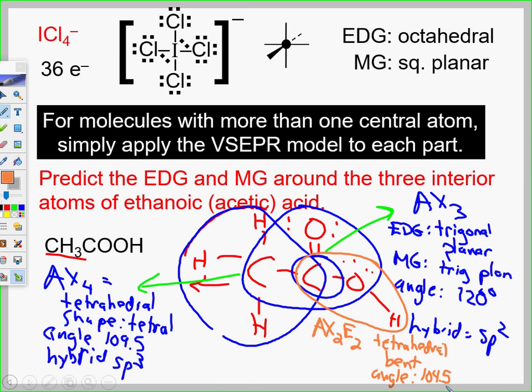104.5 is correct, because it has a tetrahedral, so we have to incorporate the minus 2.5 times 2. It's the only time you need to do it, only time. And hybridization, SP3. So that's not as daunting as it looks.